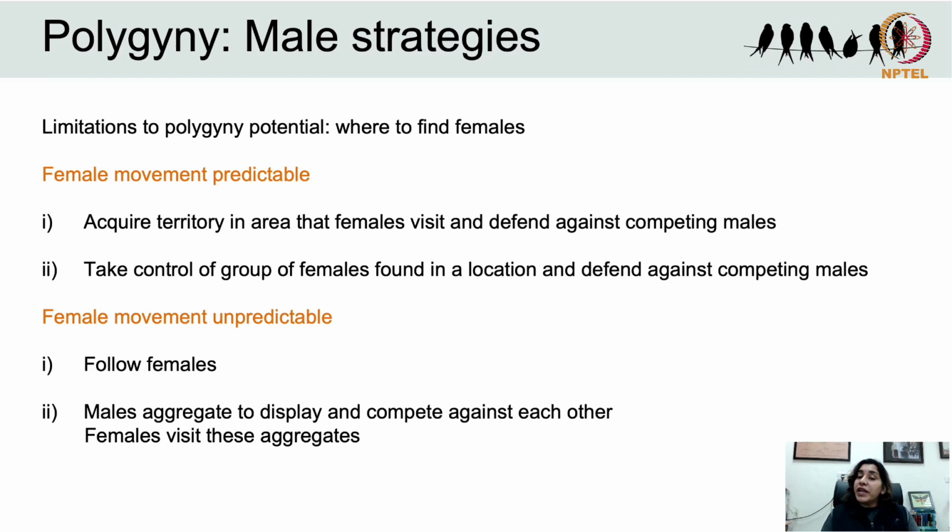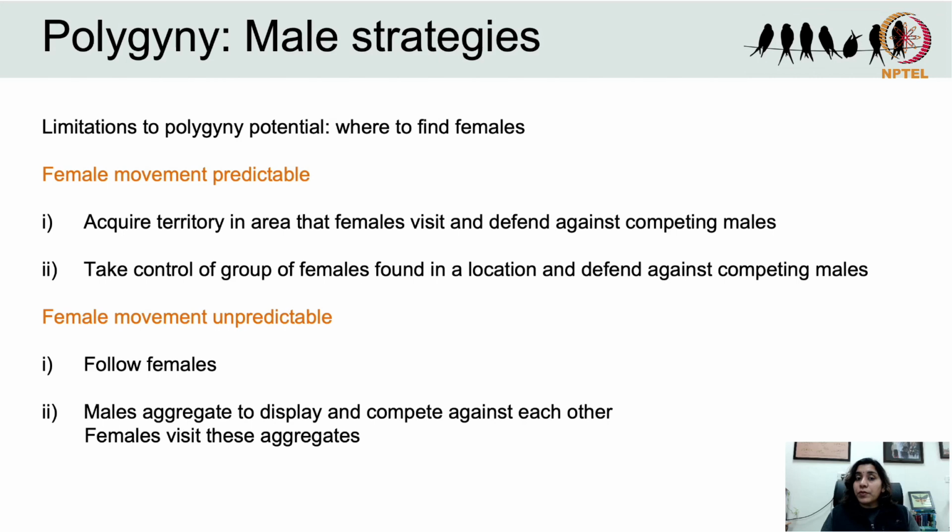Alternatively, if females are gregarious and gather in large numbers in a specific location, which could be unrelated to reproduction, then the male has the opportunity to access a large number of females together in a single location, gaining mating privileges by keeping rival males out.